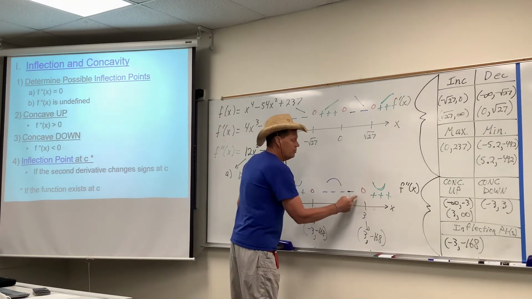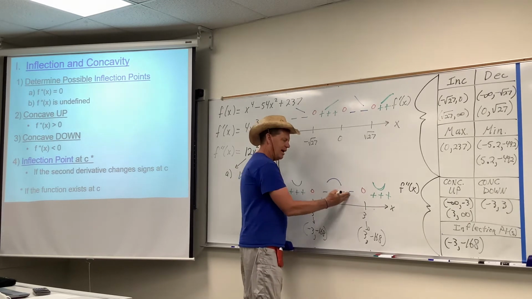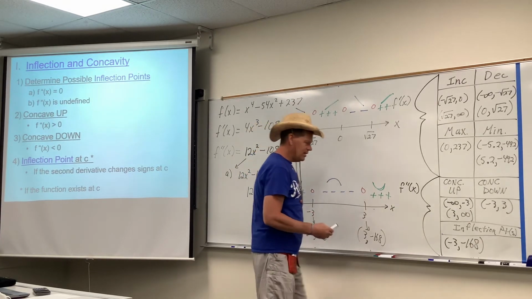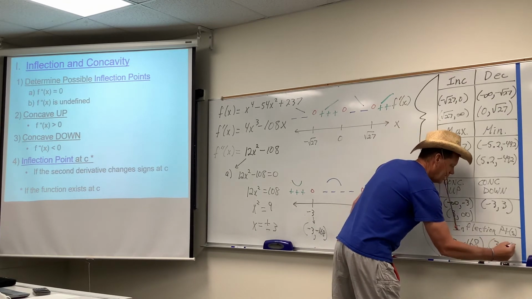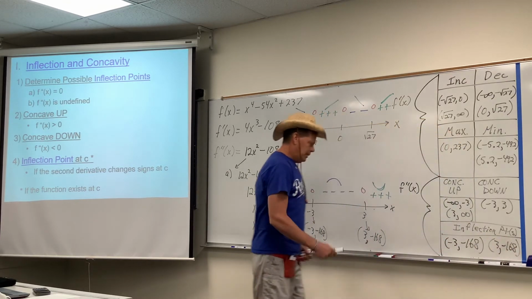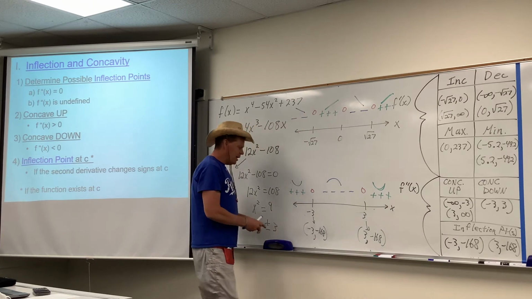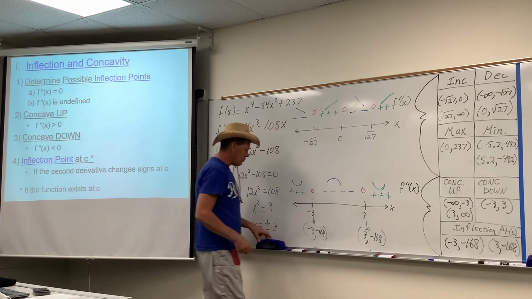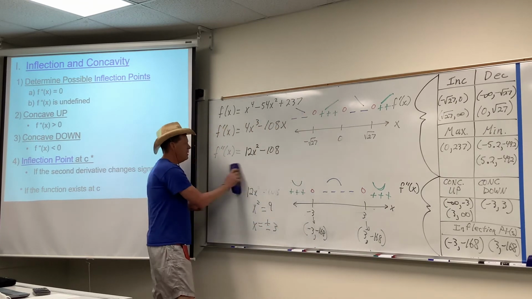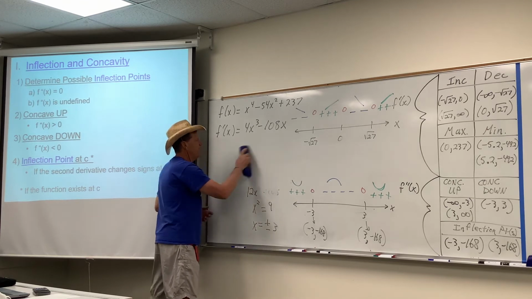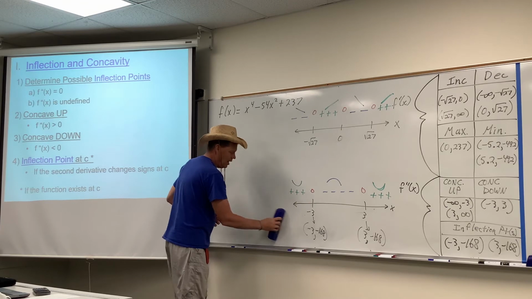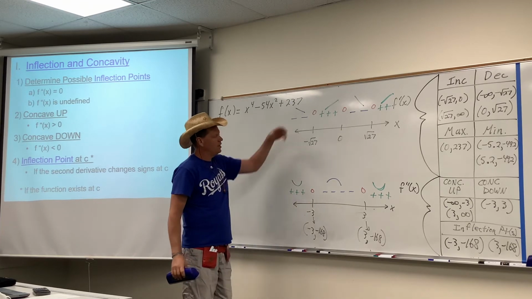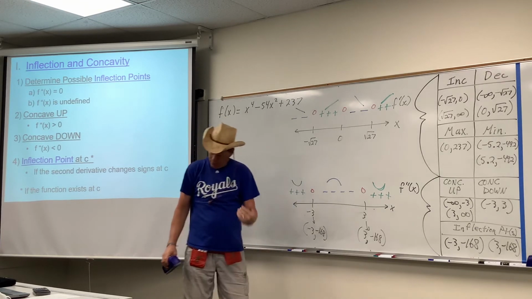Is that an inflection point? Yes, concavity changed. So that is also going to be listed as an inflection point: 3, -168. So, again, the information there is pretty much the same. It's obtained in the very same fashion as the first derivative. It's just that the information obviously is different. Instead of slopes of tangent lines, it has to do with concavity, the curvature.